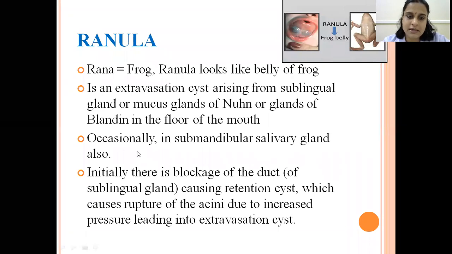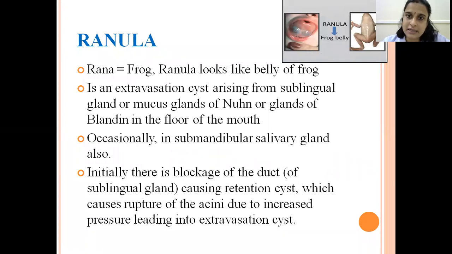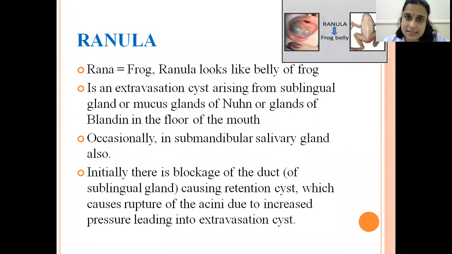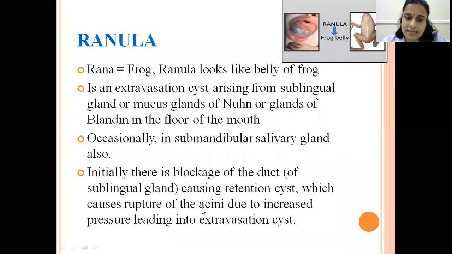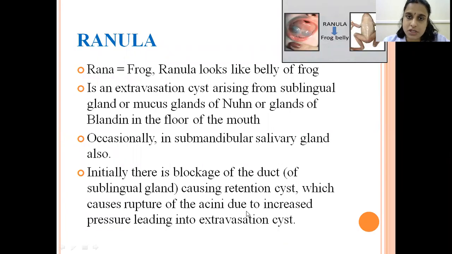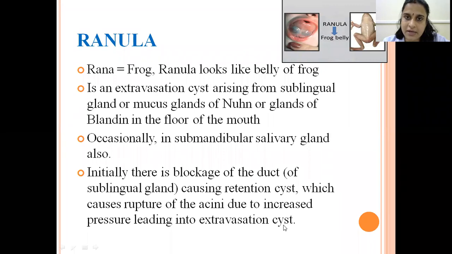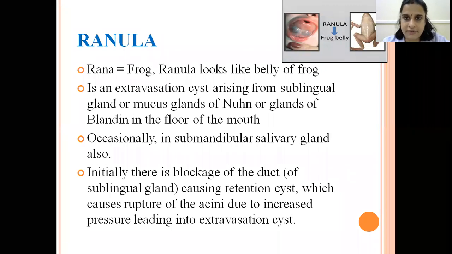What happens? Firstly, there is a blockage of the duct of the sublingual gland, which causes a retention cyst, that is, accumulation of saliva in the gland. Next, this cyst ruptures, and the duct also gets ruptured because of increased pressure from accumulation, leading to an extravasation cyst. So ranula is an extravasation cyst of saliva from the blocked salivary gland, most commonly the sublingual salivary gland.